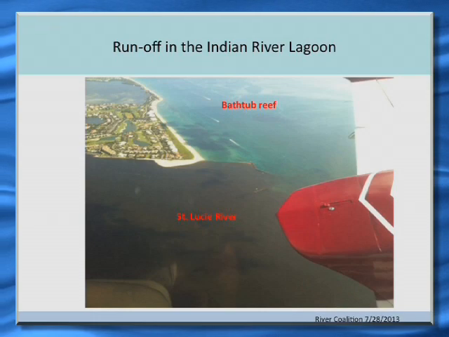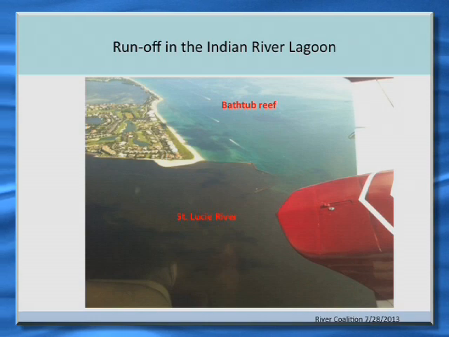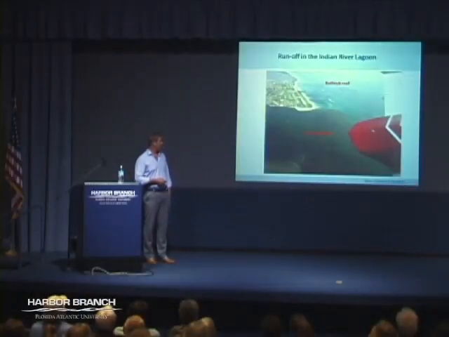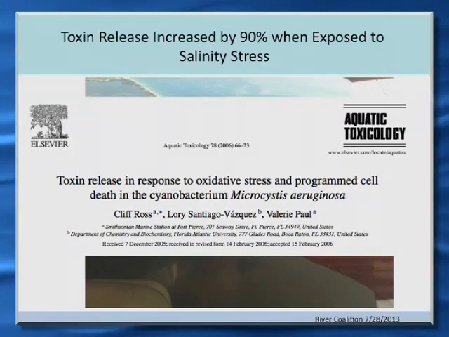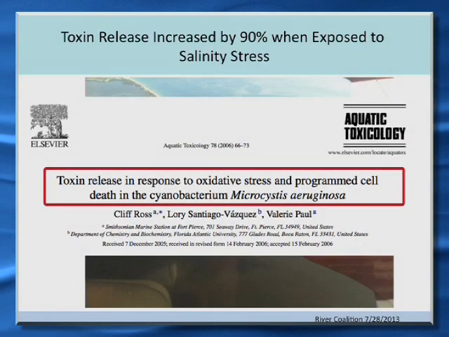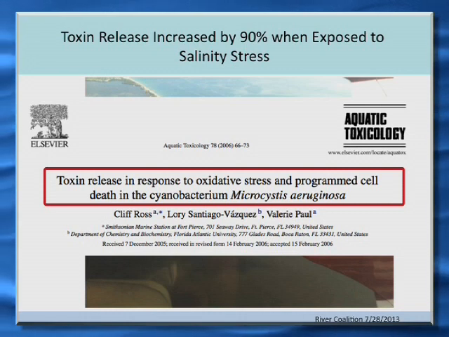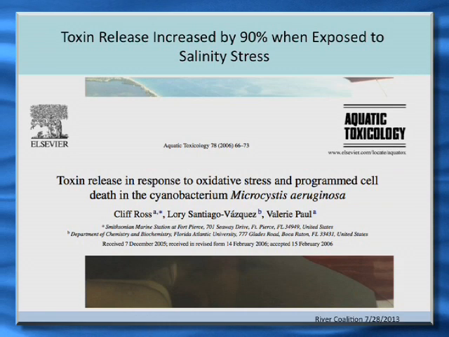And we see a lot of these runoffs. This is a recent runoff in St. Lucie River. We see these big runoffs, including all of this phytoplankton, microcystin producing phytoplankton. And one thing that I found very alarming is a study that some of my colleagues did a couple of years ago, where they found that this cyanobacteria usually keeps the toxins inside the cells. Certain physical stress, such as salinity, this is normally a freshwater cyanobacteria, can make them release this toxin. So you have up to a 90% increase in the secretion of toxins as part of the oxidative stress and programmed cell death.